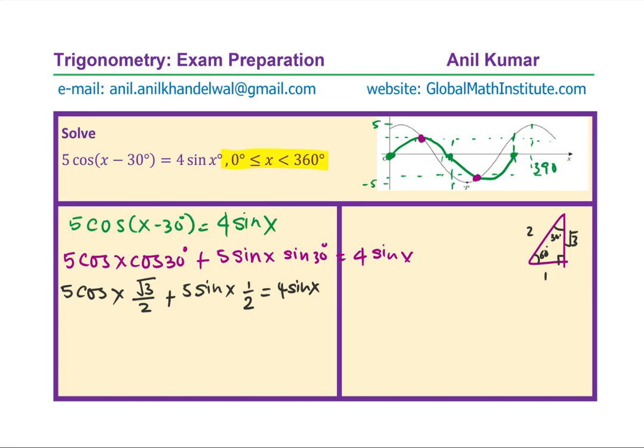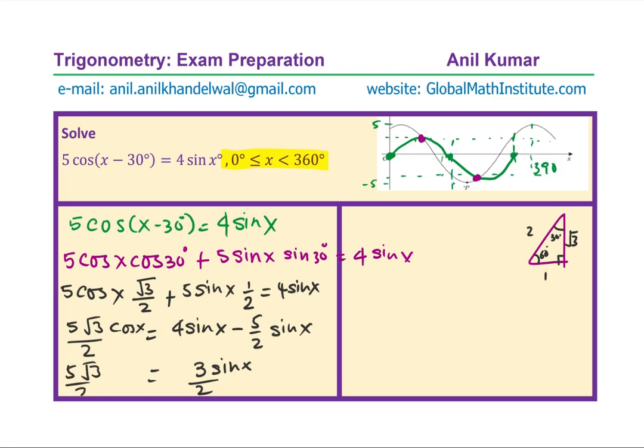We can simplify this writing 5 square root 3 cos x over 2 should be equal to 4 sin x minus 5 by 2 sin x. And that gives you 8 minus 5 as 3. So we get 3 sin x over 2. And on the left hand side, we have 5 square root 3 over 2 cos x.